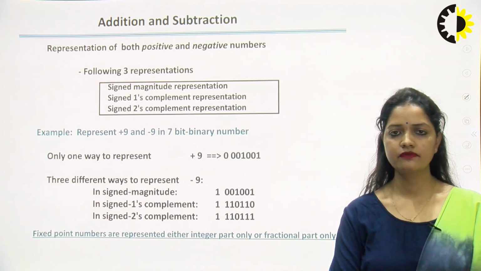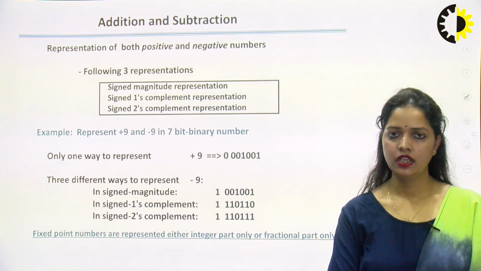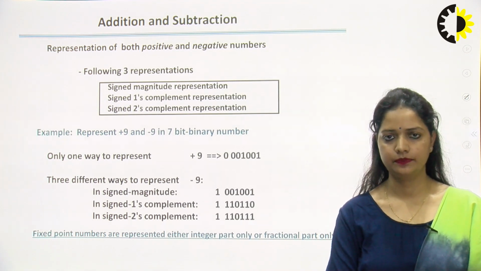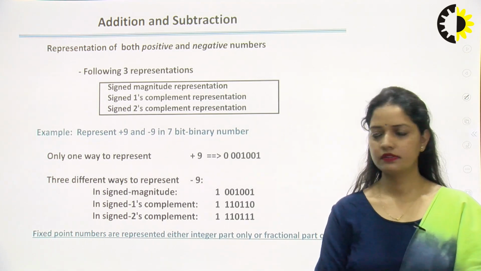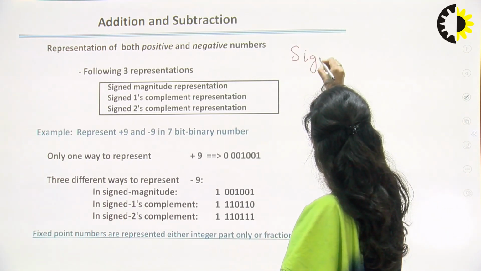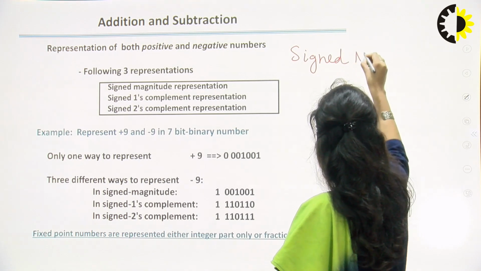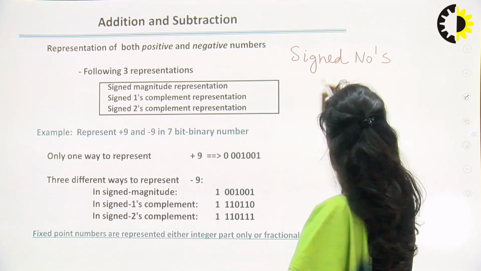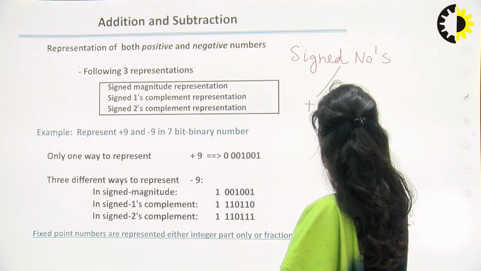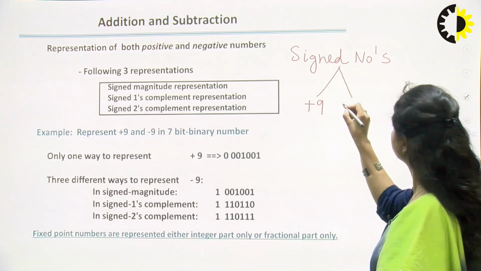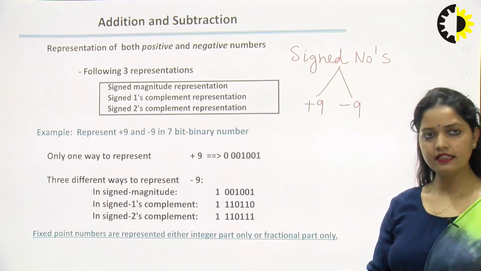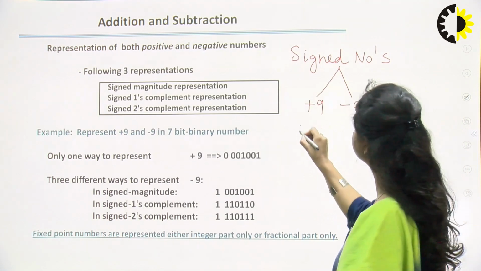Now, before proceeding to the multiplication algorithm, we must know what signed numbers and unsigned numbers are. So, what are signed numbers? Signed numbers are the numbers in which we consider their sign, like +9 and -9. Okay, these are signed numbers. And what are unsigned numbers?